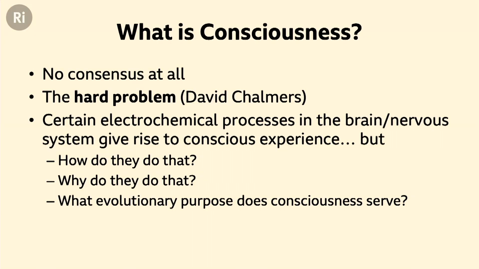So let's talk about consciousness. Firstly, we don't understand consciousness. We all have it to greater or lesser extents. We all experience it, okay? But we don't understand it at all, and it's called the hard problem of cognitive science. And the hard problem is that there are certain electrochemical processes in the brain and the nervous system, and we can see those electrochemical processes operating, and they somehow give rise to conscious experience. But why do they do it? How do they do it? And what evolutionary purpose does it serve? Honestly, we have no idea.